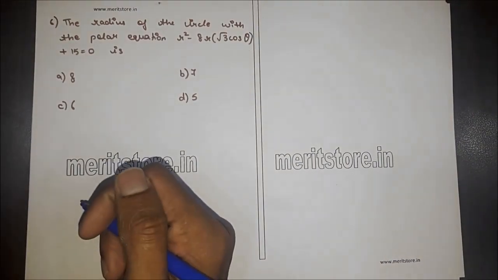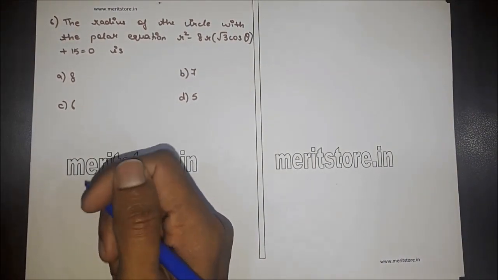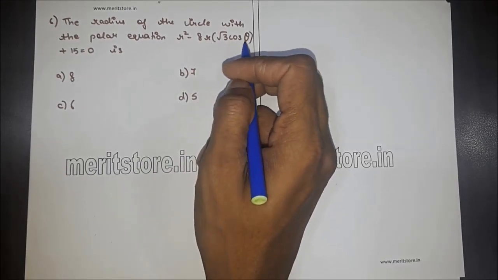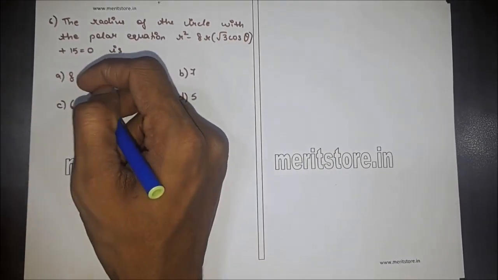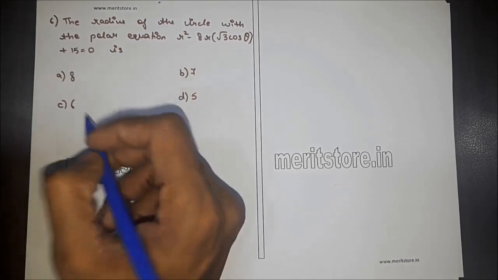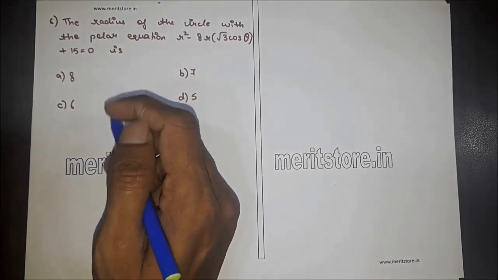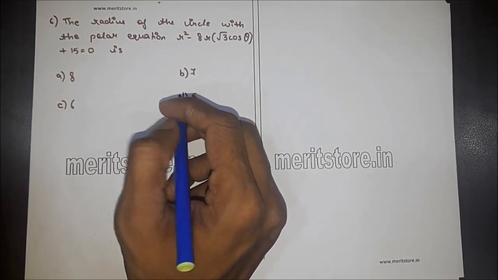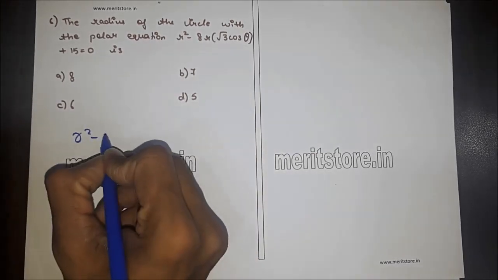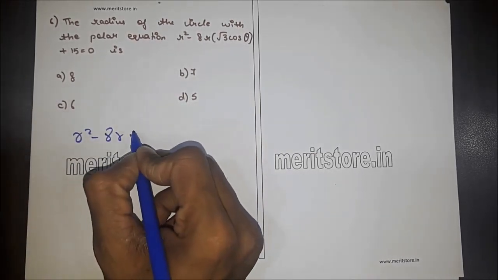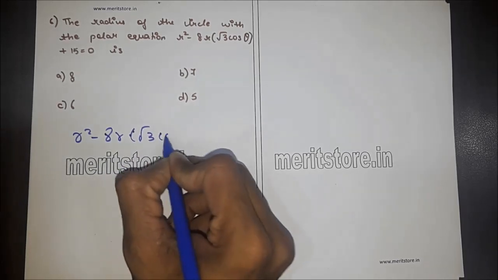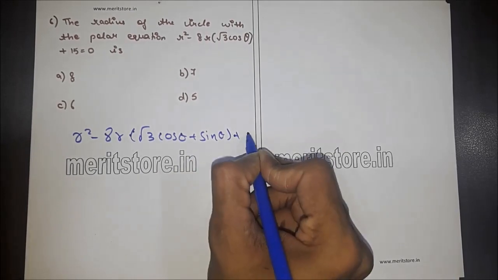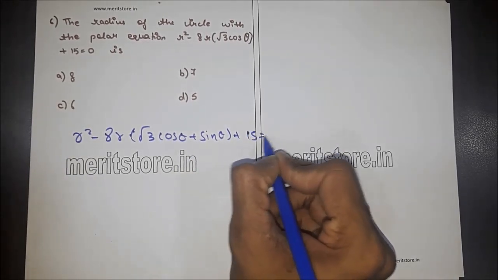Question 6. The radius of the circle with the polar equation r² minus 8r(√3 cos theta plus sin theta) plus 15 equal to 0 is: we have four options, A 8, B 7, C 6 and D 5. Given polar equation is r² minus 8r(√3 cos theta plus sin theta) plus 15 equal to 0.